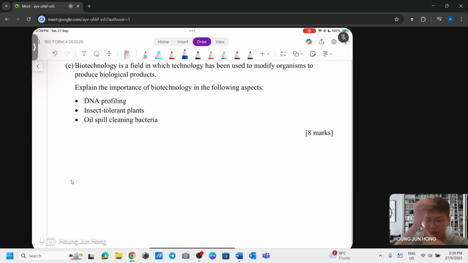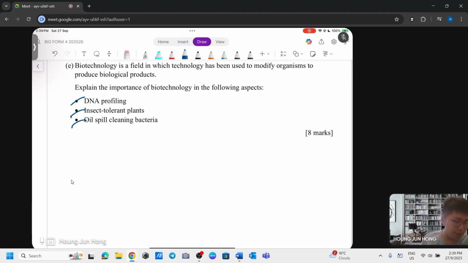It asks you about DNA profiling, insect tolerant plant, if you remember the BT, and oil spill cleaning bacteria. So all of this is going to be very specific. Even if you don't remember anything from the table itself, whatever forensic and so on, it doesn't matter. Your job now is to just elaborate on these three importance. Okay, we're just going to go through really quickly.